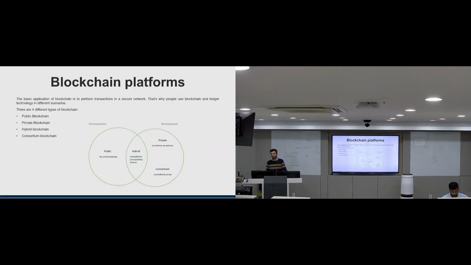Then we have different kinds of platforms. So we have 4 different kinds of blockchains. Number 1 is the public blockchain, then private blockchain, hybrid, and consortium. Now we'll look at them one by one.